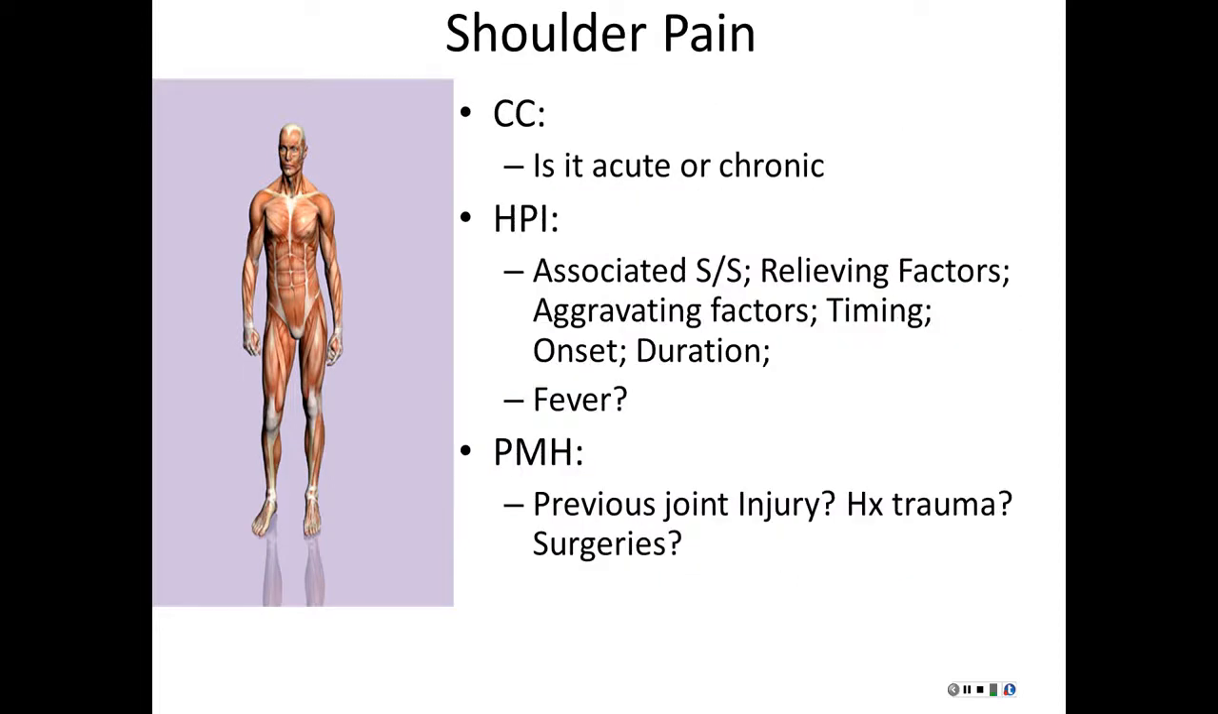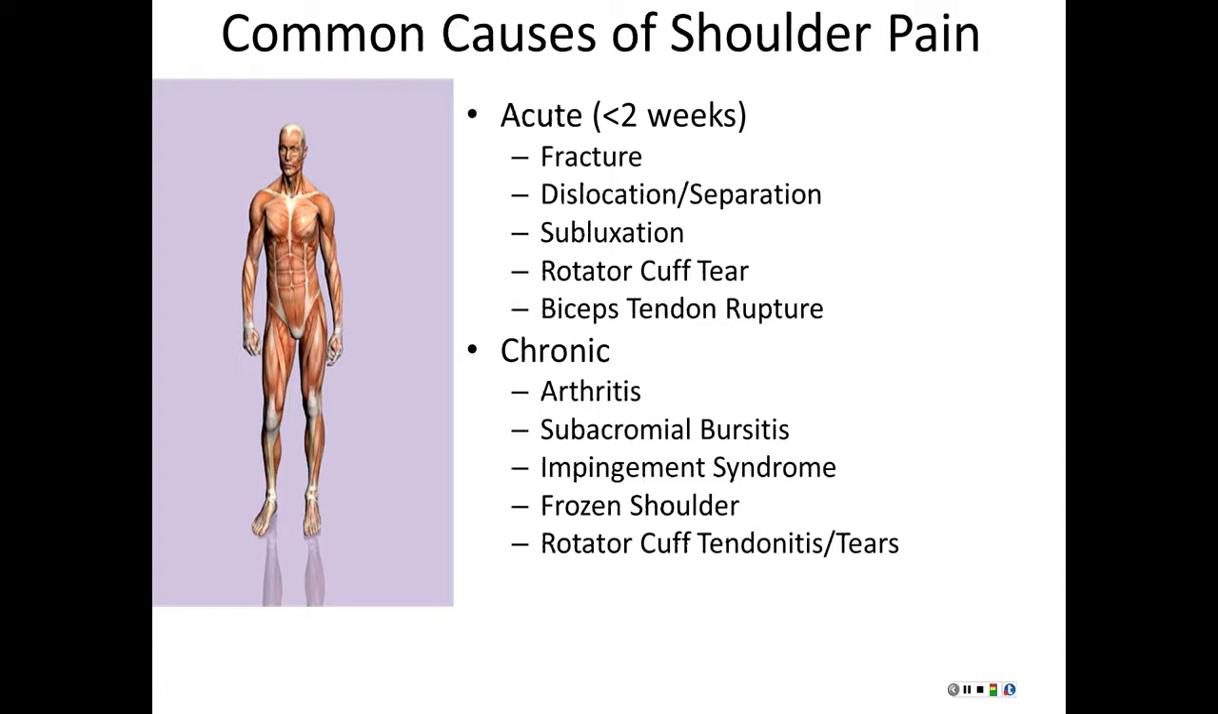Look, is it acute or chronic? History of present illness and past medical history, if there's any previous joint injury, traumas, or surgeries. Common causes of shoulder pain, acute, less than 2 weeks: fracture, dislocation, separation, subluxation, rotator cuff tear, and a lot of times that would heal on its own if it's less than 50% torn, and biceps tendon rupture. For chronic: arthritis, subacromial bursitis, impingement syndrome, frozen shoulder, or rotator cuff tendon tears.